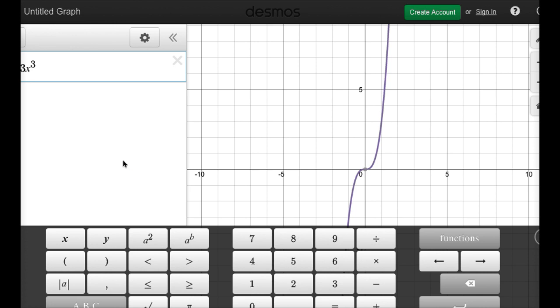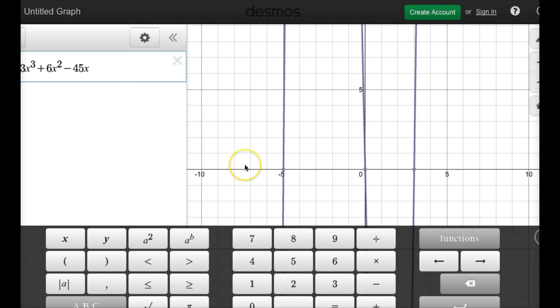What's the middle term, guys? 6x squared. Minus 45x. You have to go with the original. Ooh, look at that. Guys, where does it cross the x-axis? Negative 5, 0, and 3.